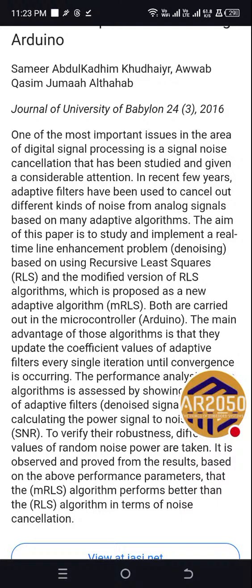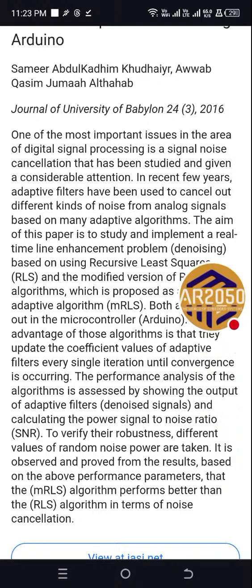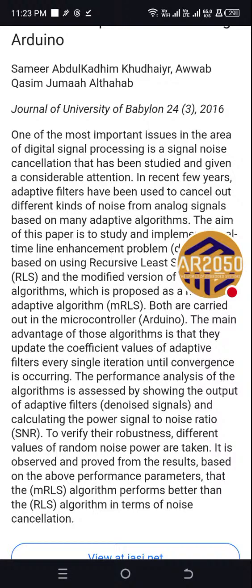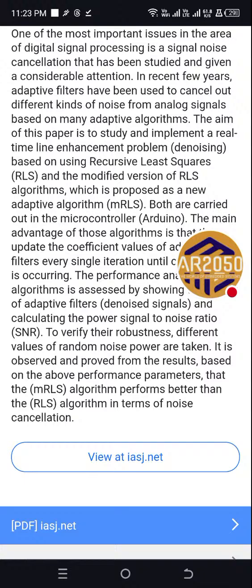Both are carried out on the microcontroller. The main advantage of these algorithms is that they update the coefficient values of the adaptive filter every single iteration until convergence occurs. The performance analysis of this algorithm is assessed by showing the output of adaptive filters and calculating the power signal to noise ratio, SNR. Yes, that's an important thing.